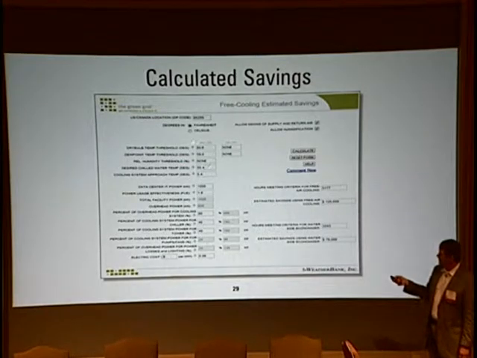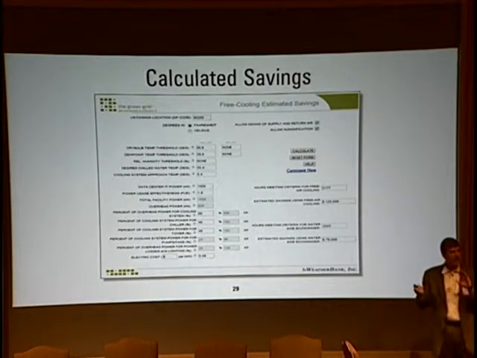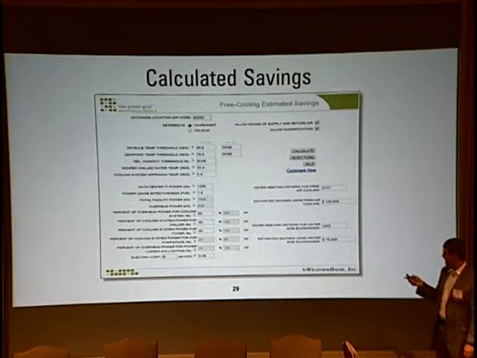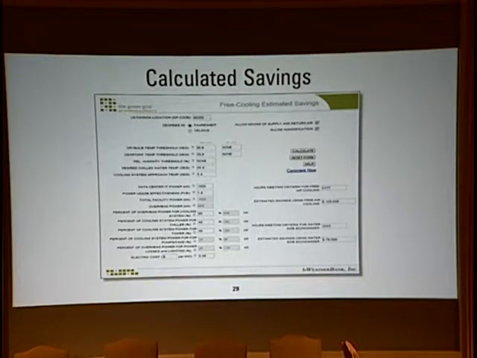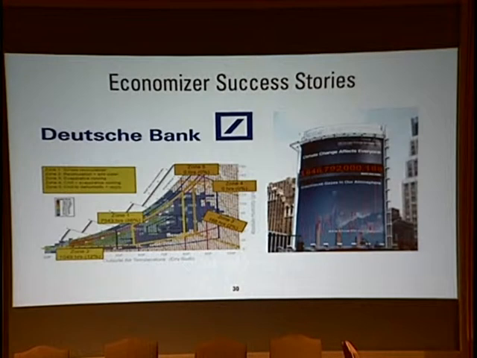You can put in the conditions you want to run at, so you can play around with your inlet temperature. You can play around with your IT load and your location, and it'll tell you how many hours per year we estimate you'll get and what the savings might be on the IT load that you put in there. So it's a kind of a useful tool. It's a public tool that's available on the Green Grid's website.